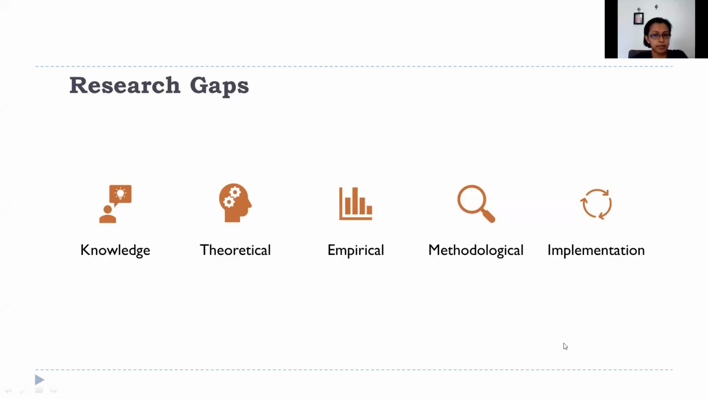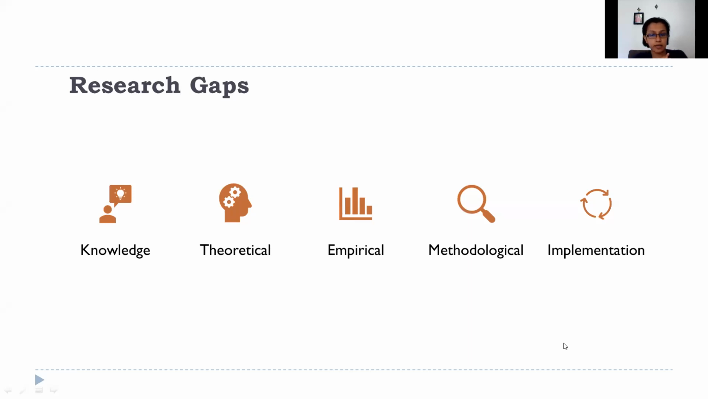So we continue with the research gaps. What we have so far discussed is how we identify the research problem. When we are trying to identify the research problem, we need to identify the gaps. In a research context, there are 5 gaps.